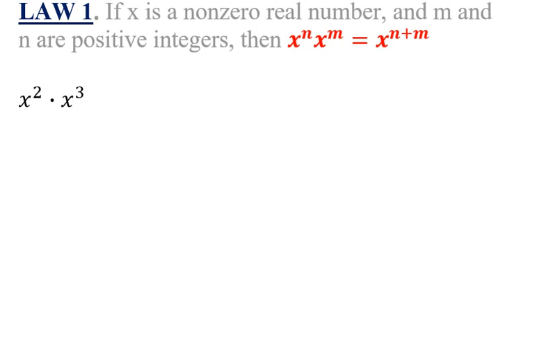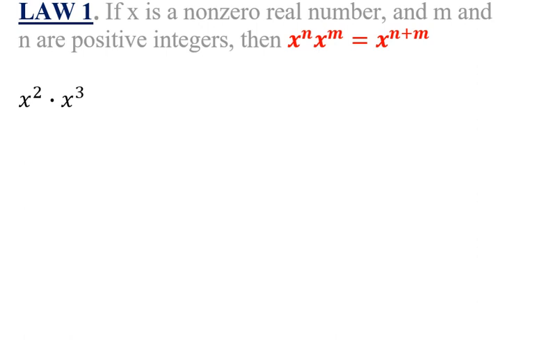First law: if x is a non-zero real number and m and n are positive integers, then x raised to n times x raised to m is equal to x raised to n plus m. Ibig sabihin nito, kapag pareho yung variables, yung exponent, pag-addin lang natin.